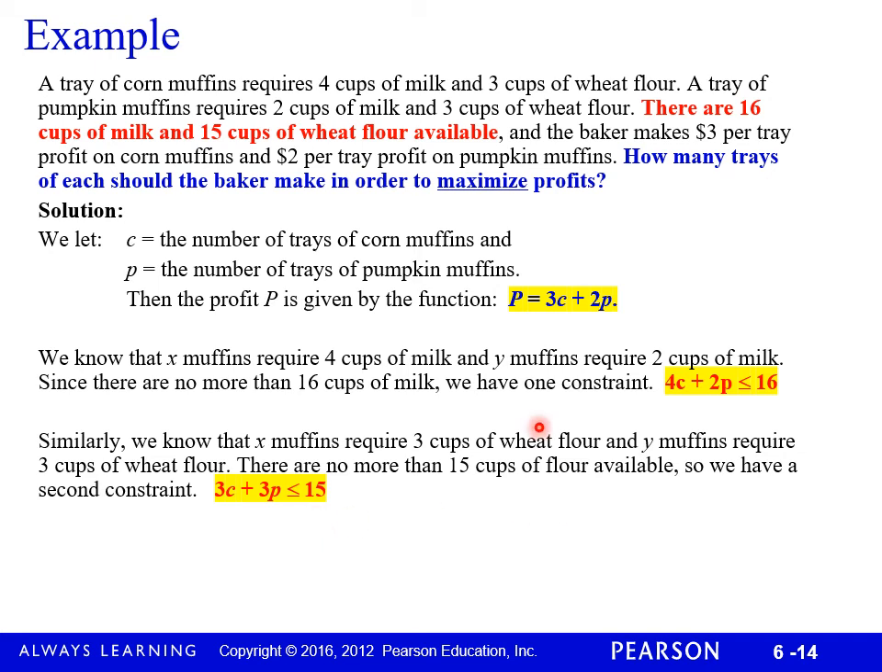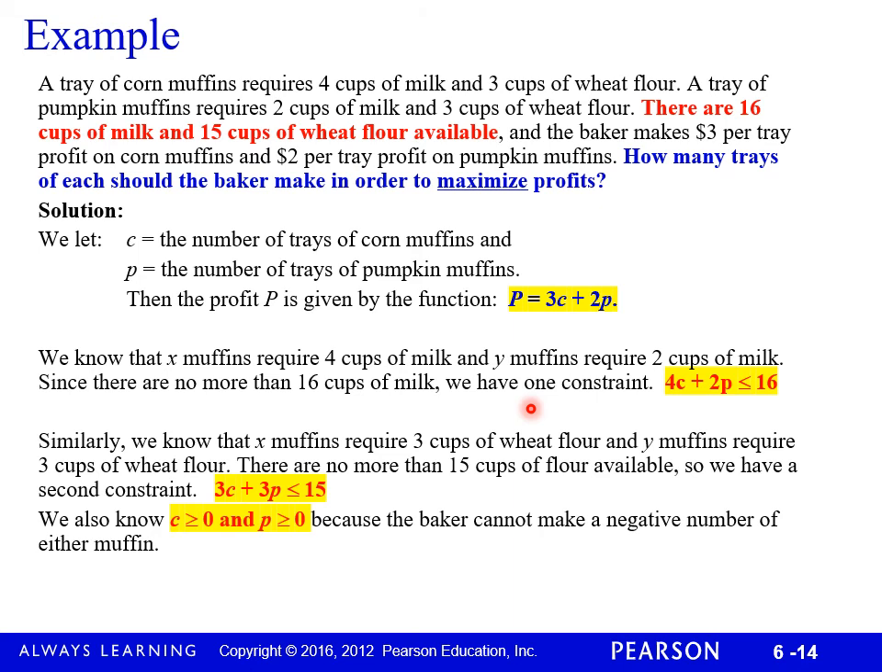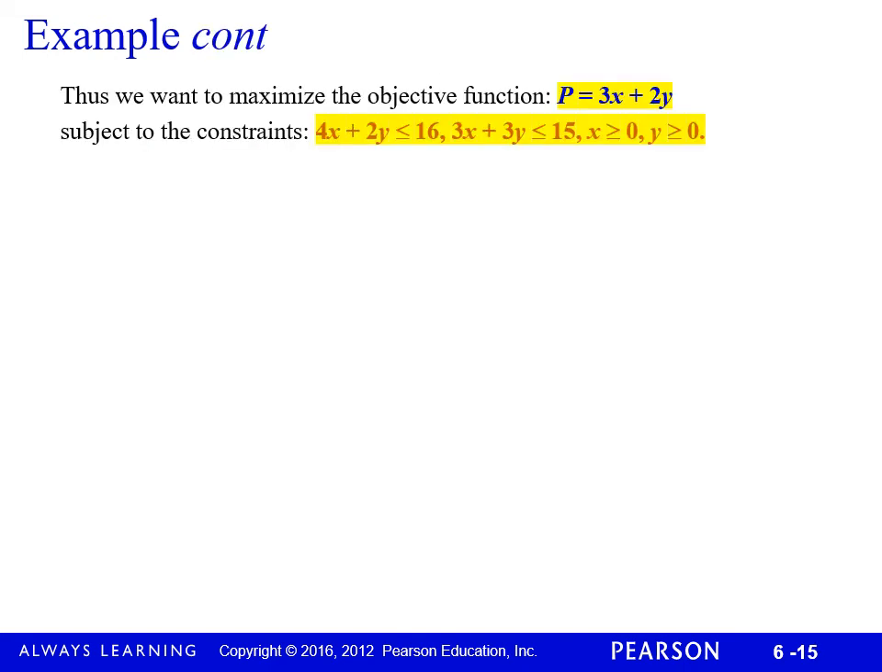There's a kind of hidden constraint in almost all of these problems, and it's just a logical constraint. And that is that C and P have to be greater than or equal to 0. Now, why is that? Because I cannot have a negative number of trays of muffins. I can't have negative muffins. It just doesn't make any sense. And that really helps us because that will keep us in the upper right quadrant, number 1, of the graph.